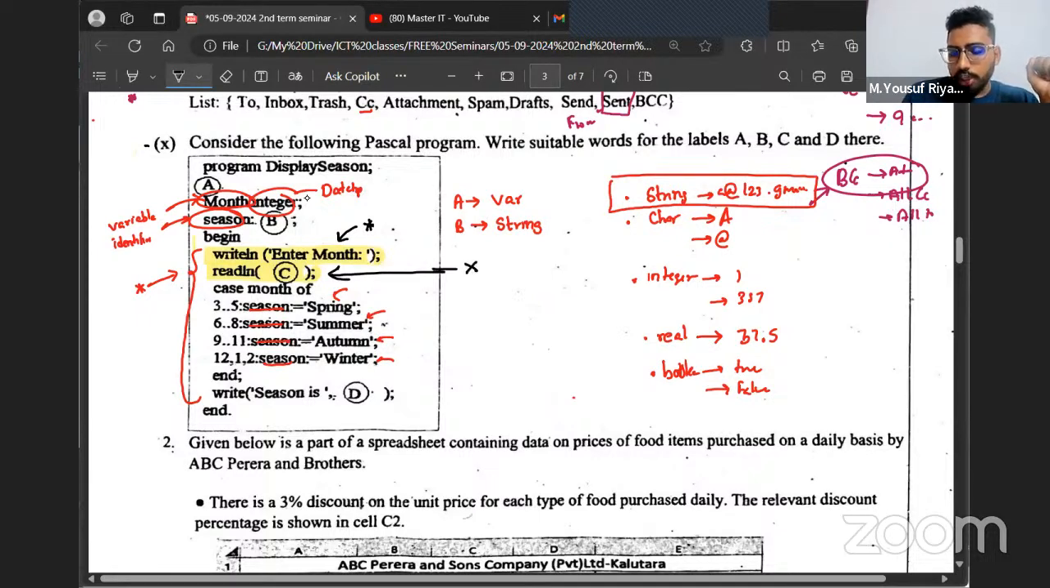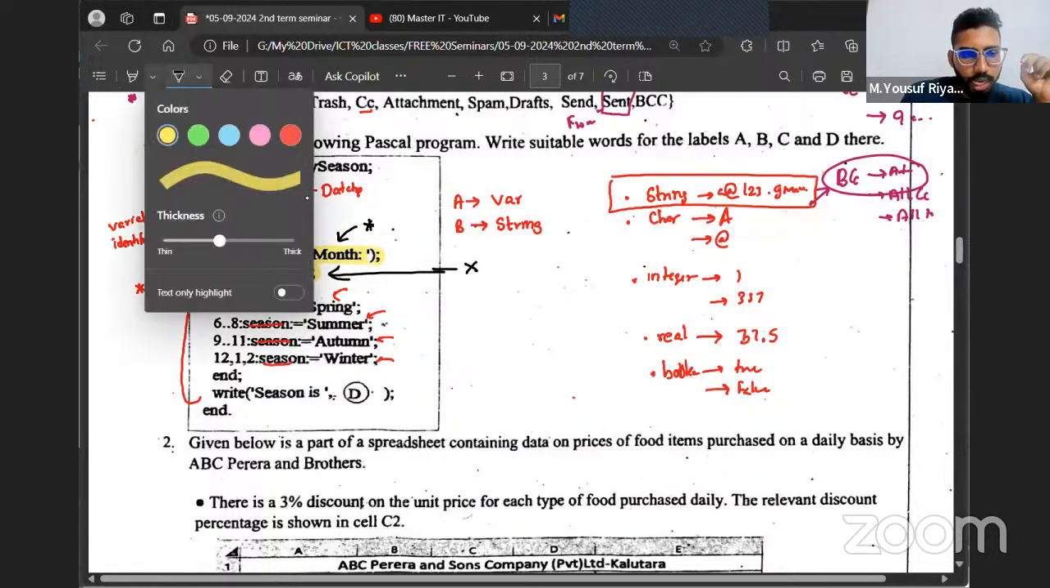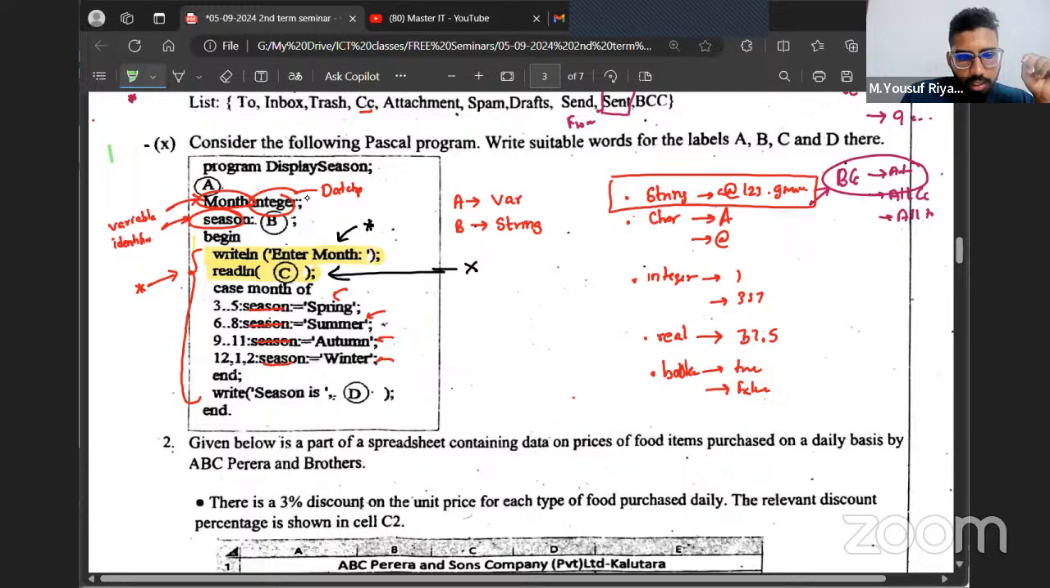Boolean is true or false. In which variable should I store the month the user enters? Exactly, the month variable. You can see there are two variables, right? When we created the program, we said our program is going to have two variables. One we said is month, and another we said is season.